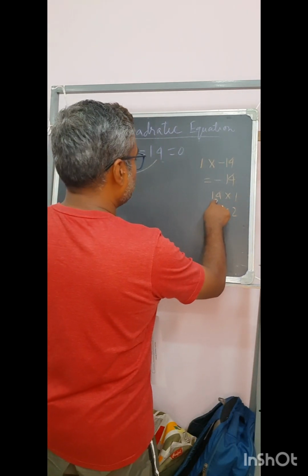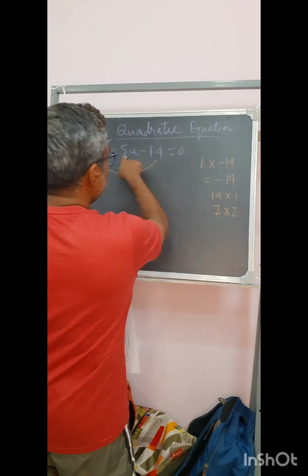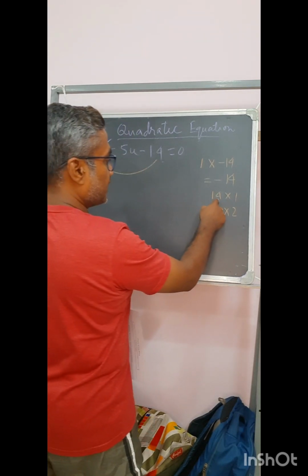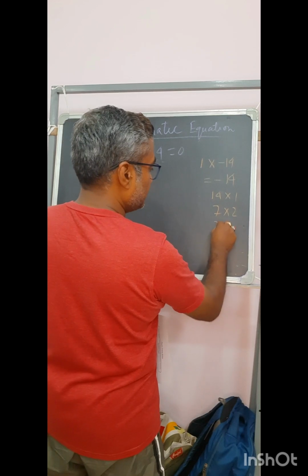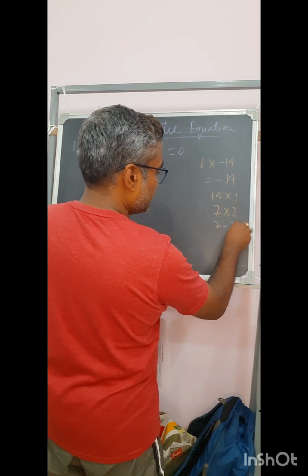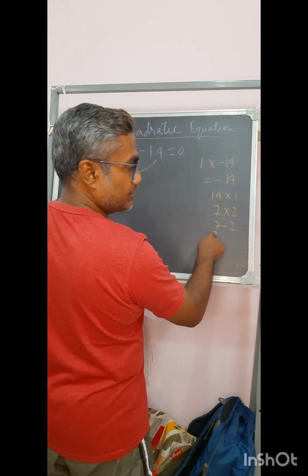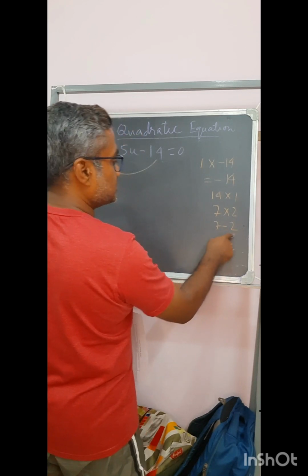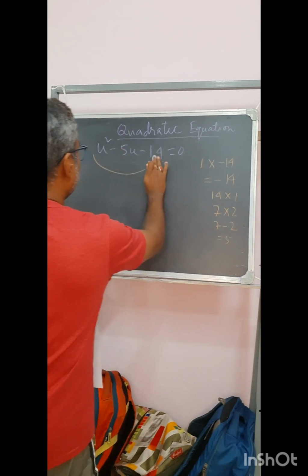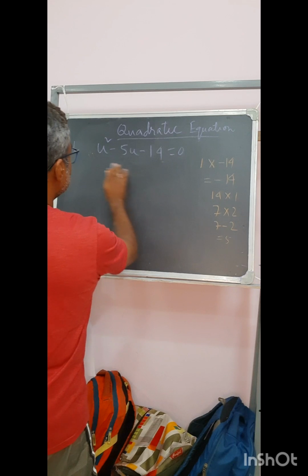So if I try this 14 into 1, I will never reach 5 by adding or subtracting. Rather, if I subtract 2 from 7, I will get 5. So there is a chance if I put it like that. So this is your concept of doing this.